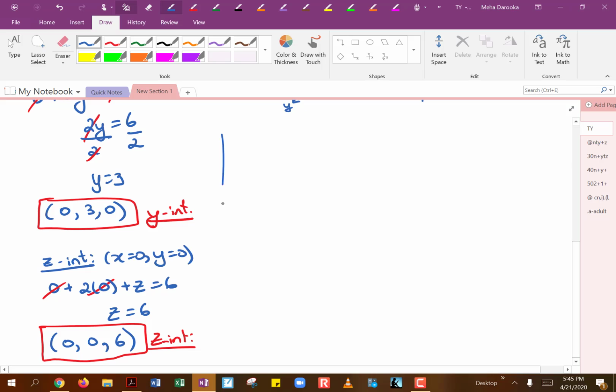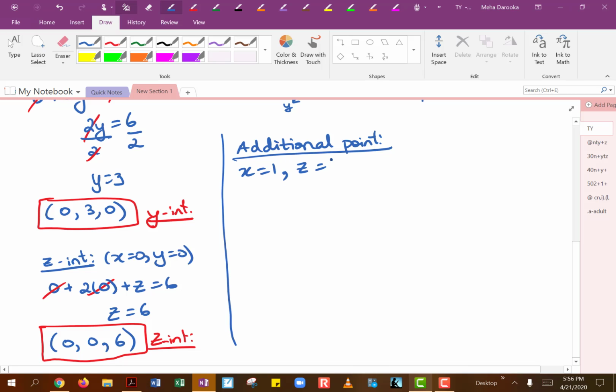Now we also want to find one additional point because we just want to make sure that our graph will be in the right location. To find this point, you can go ahead and select some values for two of the variables and find the third one. So let's say x equals 1 and z equals 1, and we'll go ahead and find the value for y.